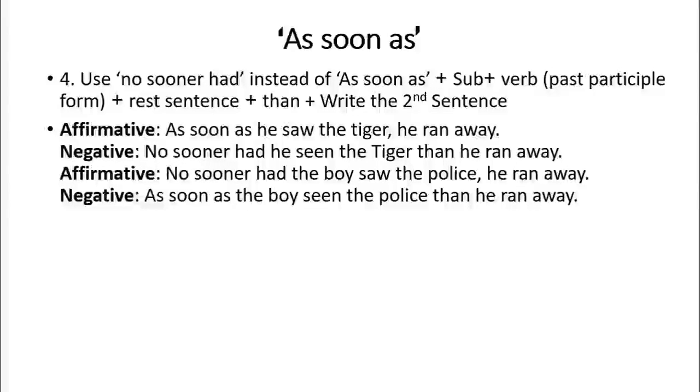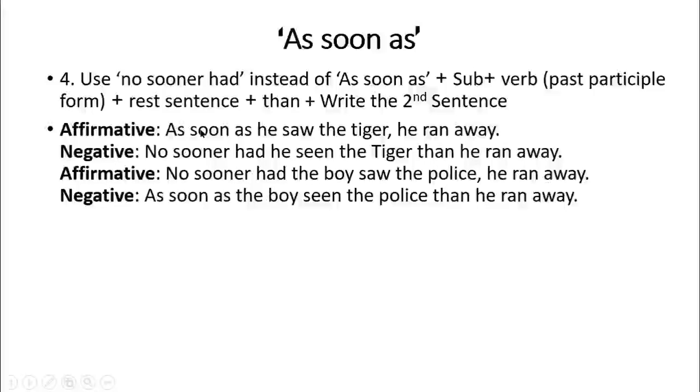Okay, in number 4 we have as soon as. If you have as soon as in your affirmative sentence, then you have to follow the following structure. Which structure to be followed? Here you see, use no sooner had instead of as soon as. Then write down the subject, write down past participle form of verb, rest of the sentences, and then write down the second sentence. Okay, as soon as he saw the tiger, he ran away.